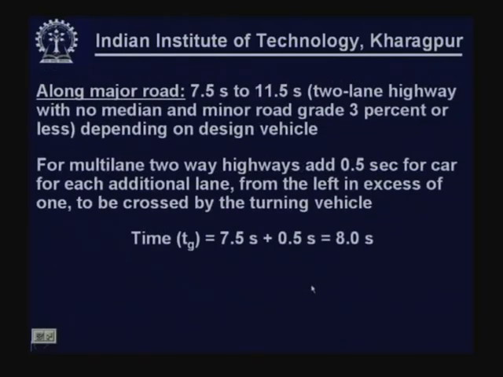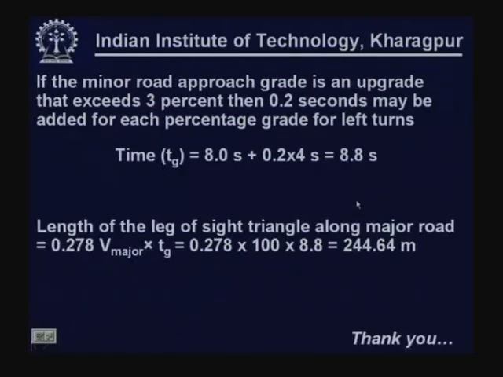Along the major road, normally it is 7.5 seconds to 11.5 seconds, that is for car, but for multi-lane highway, 0.5 seconds for each additional lane is to be added, that is to be crossed by the turning vehicle. Since it is a 4-lane road, one additional lane is to be crossed, instead of one lane it is to be 2 lanes. So, 0.5 second is added, making it 8 seconds. That is the effect of width.